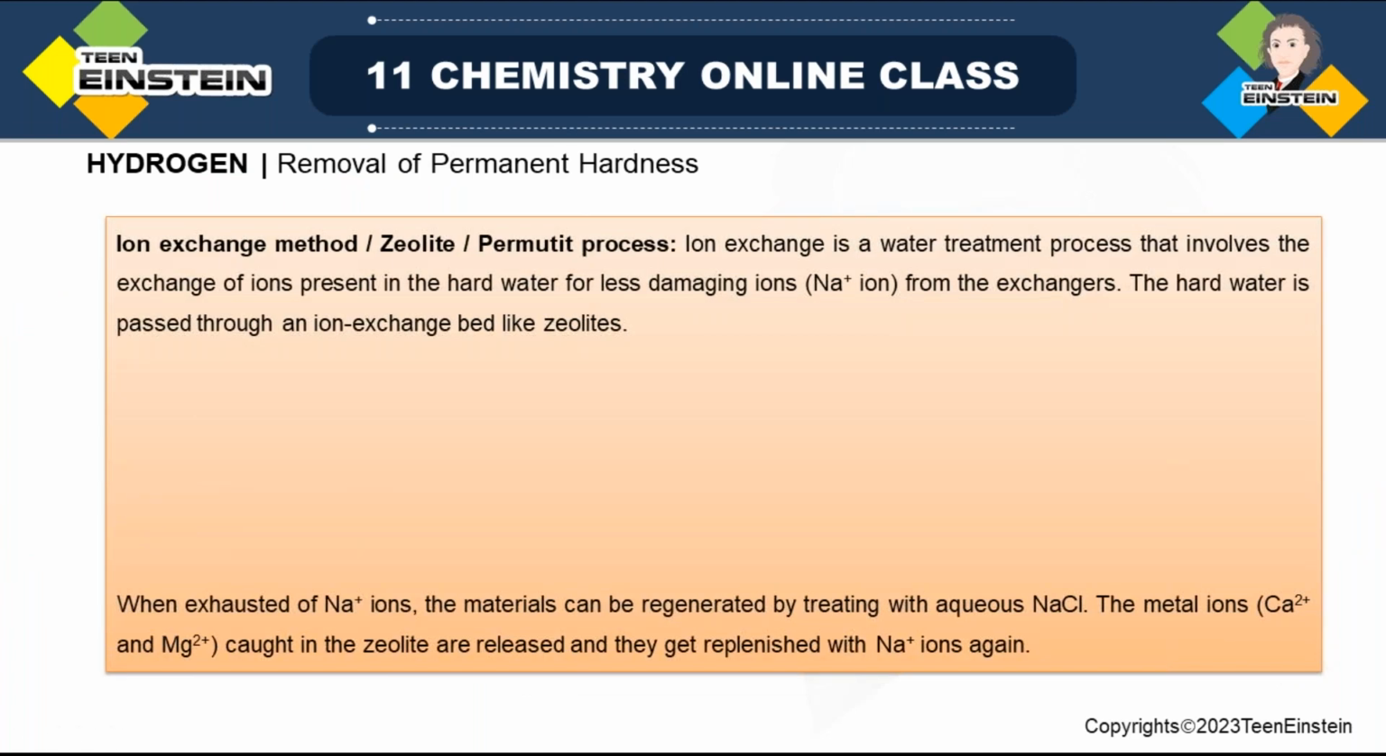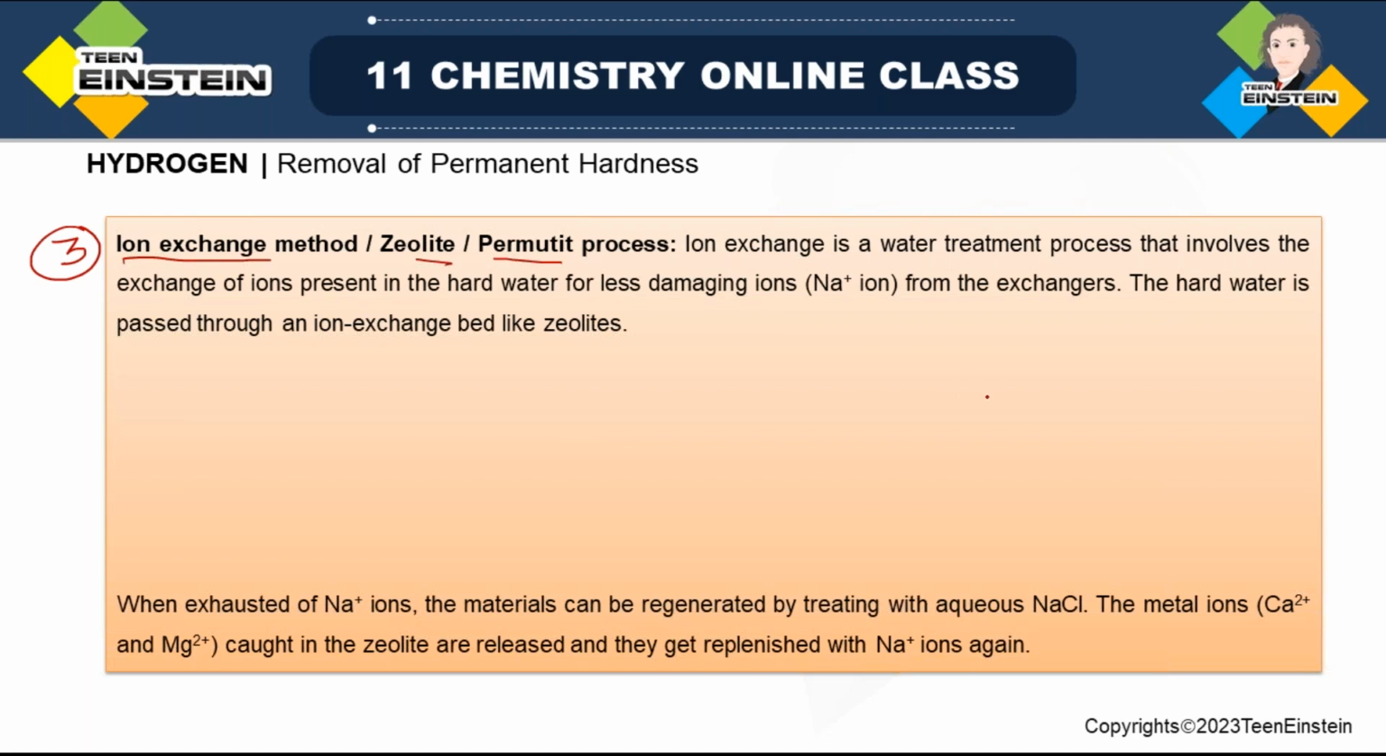The third one, ion exchange method. It has also different names. Why you should know all the names? Because when you get a problem for solving, different names may be mentioned. So suppose in the question it is mentioned zeolite process. If you only know this name, you will not be able to understand the process. It is also known as permutit process because zeolites are also known as permutit. So total three names: ion exchange, zeolite process, or permutit process.